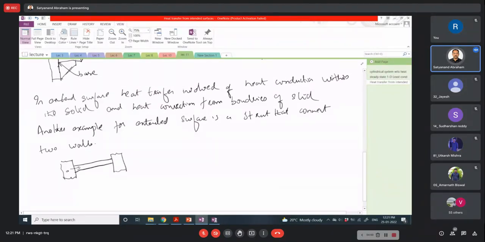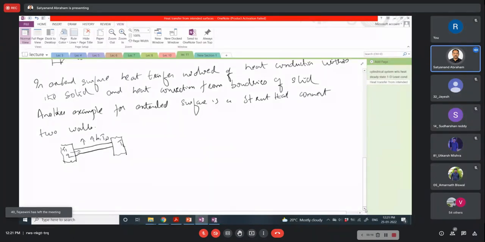Here you can see there is heat transfer from here, because the walls have some temperatures T1 and T2. The heat transfer happens over here, and there is also convection heat transfer over the body. So this is also an example of an extended surface, but this is not a fin. It is probably not intended to increase the surface heat rate, but it is still an extended surface. Whatever analysis we do, we can consider it as a fin.